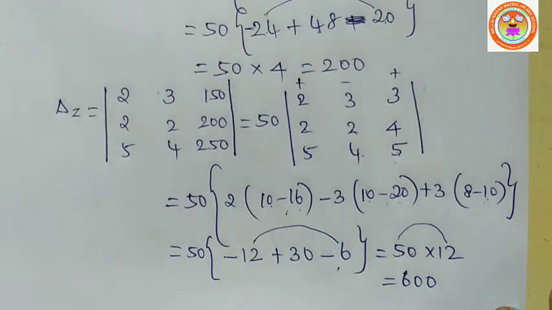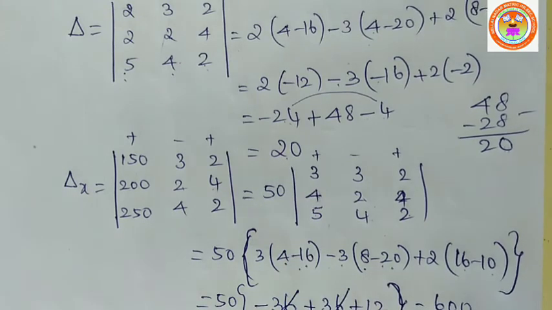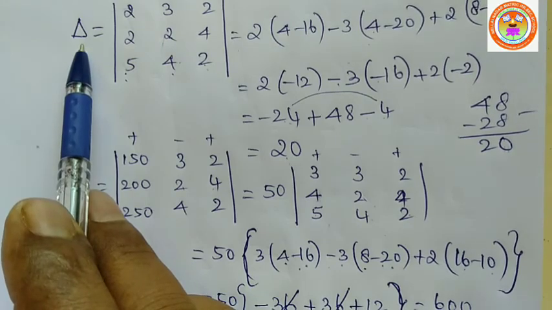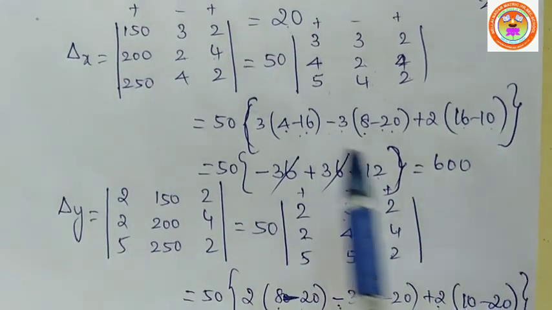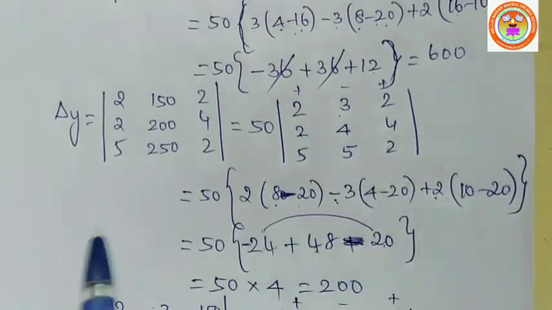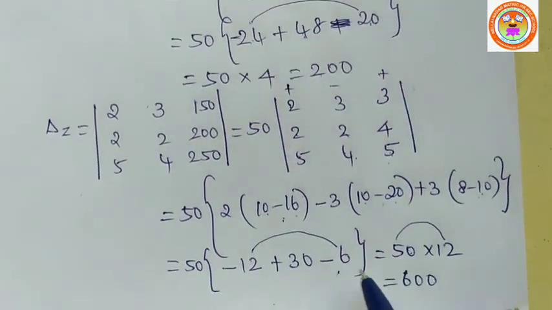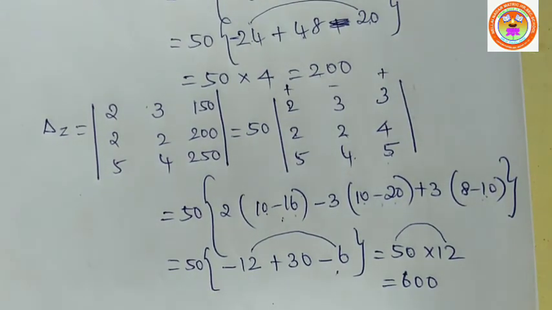Now we are going to find out the value of x, y and z. What is x value? Sorry, not x value, the delta, right? The value of the delta is 20. The value of delta x is 600. The value of delta y is 200. And the value of delta z is again 600. Now we are going to find the value of x, y and z.